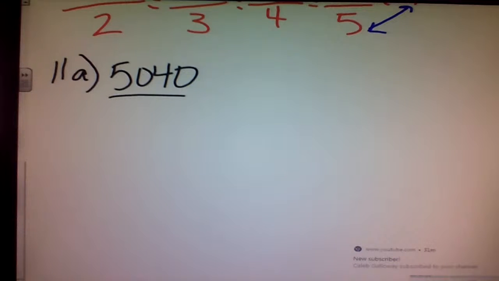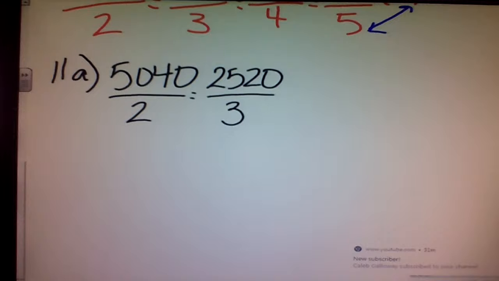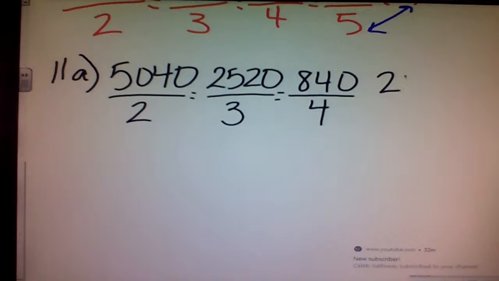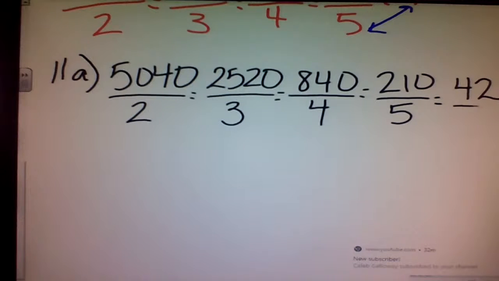So we start this process again, dividing by the smallest number. I don't want to divide by 1, it's not going to change anything. So we divide by 2. This takes me to 2520. Then we divide by 3. Somebody's going to have to do that for me. 840. Thank you. 840 divided by 4 is 210. 210 divided by 5 is 42. 42 divided by 6 gives 7.